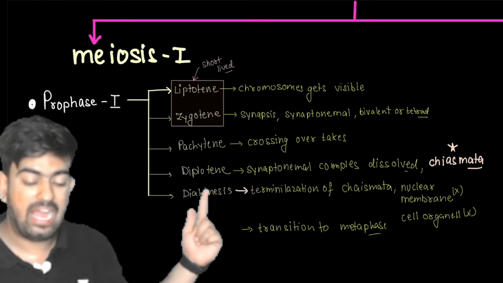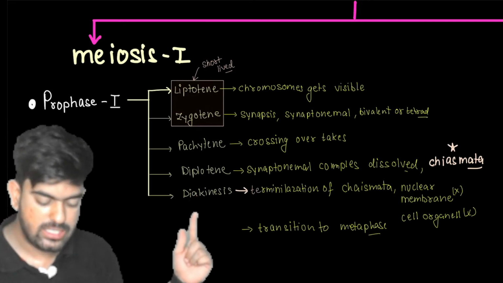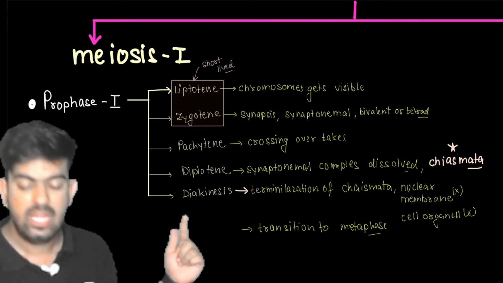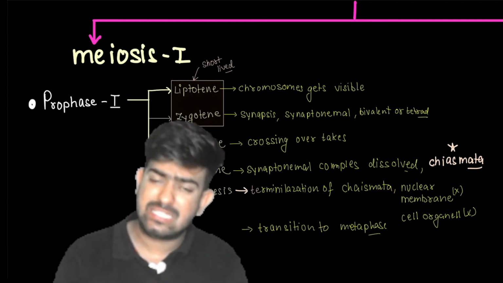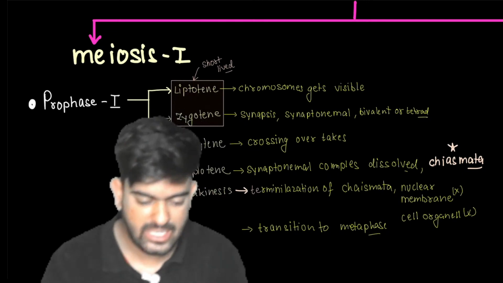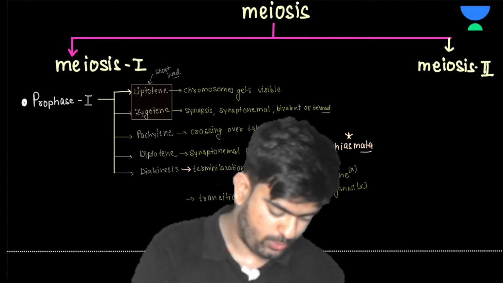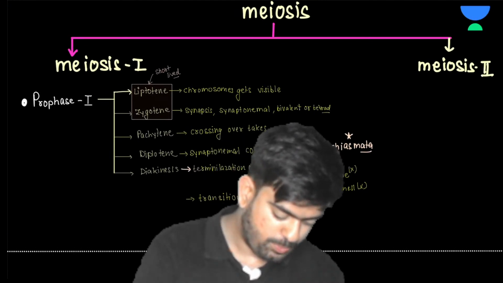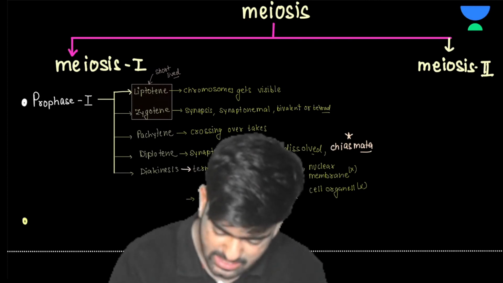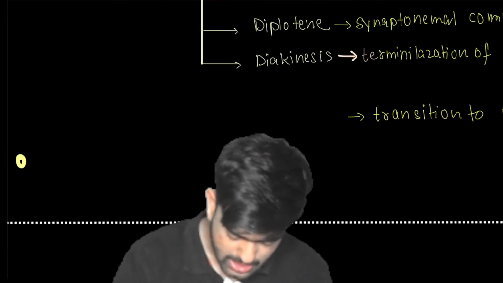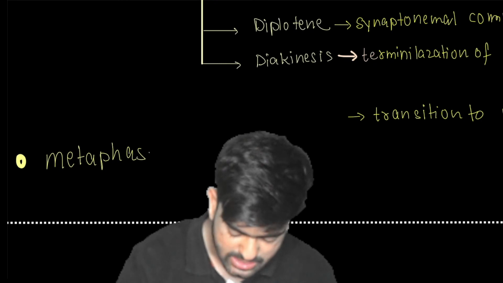And after that what happened? Chiasmata got terminalized in diakinesis, the nuclear membrane disappeared, and this was the phase where prophase is ending and the cell was transitioning to metaphase 1. Clear? Now, what comes after prophase 1? We know that metaphase is going to come. So let's write some points about metaphase and then we are going to discuss it again.